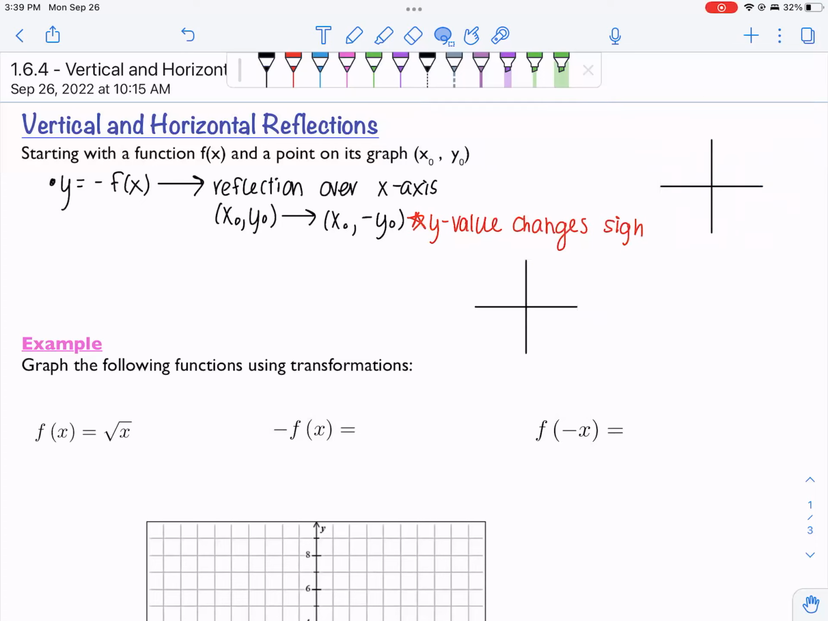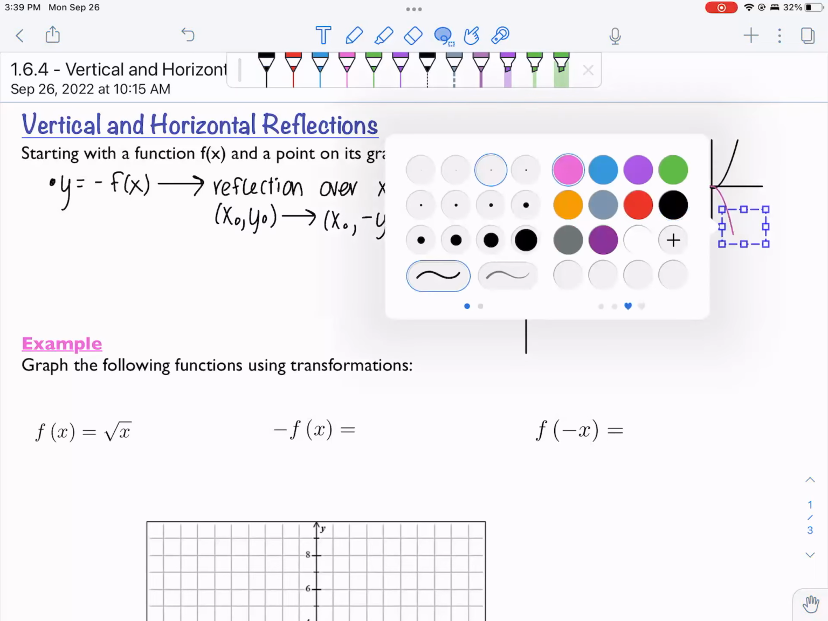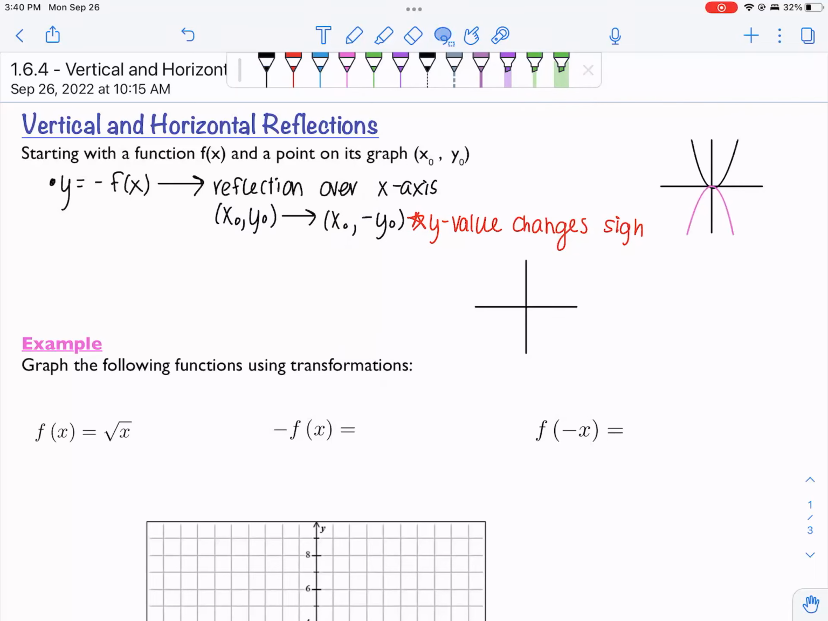So what we're looking at for a reflection across the x-axis is something like, let's say you had this parabola here. A reflection over the x-axis is going to be, just imagine if this were a mirror, this just mirrors directly down. Just a complete reflection over the x-axis.